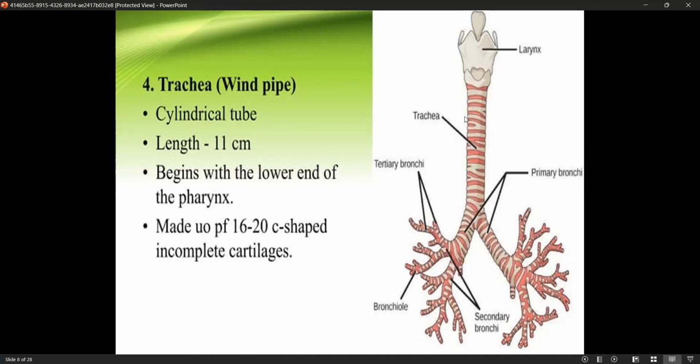Here you can see the trachea is divided into two, forming so many branches. That is, here you can see the bronchi first, then the primary bronchi, secondary bronchi, tertiary bronchi, and then bronchioles. And here you can see at the last branches, the alveoli are attached, which is the structural and functional unit of the respiratory system.